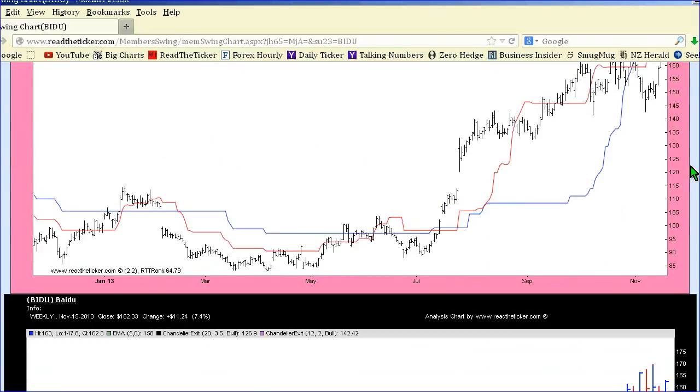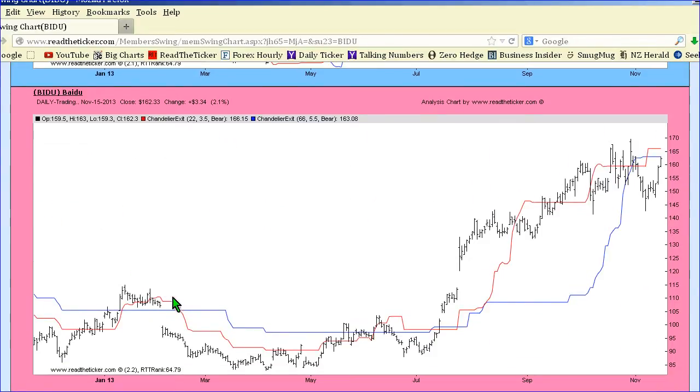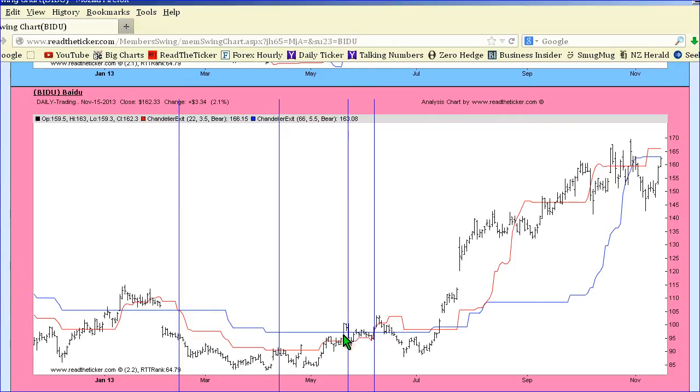Now, on the bearish situation, the chart is bearish between those 2 points. That's because the red line is below the blue line. The red line is the fast line, and the blue line is the slow line. So we get a couple of opportunities. We get one there, and a bit around here to go short.